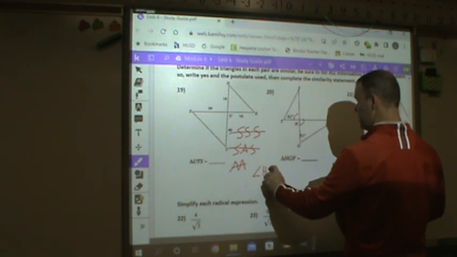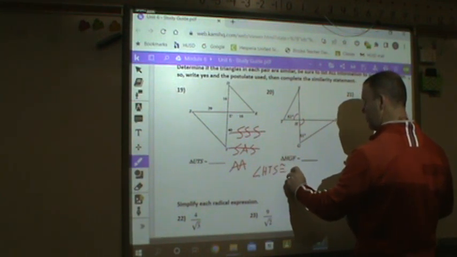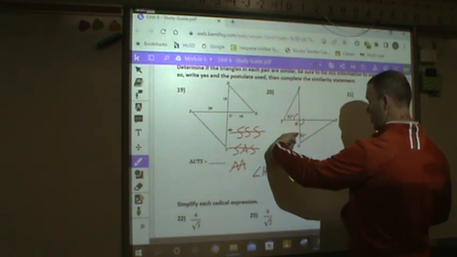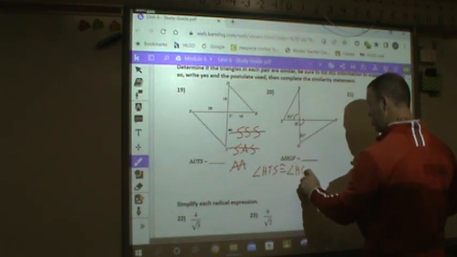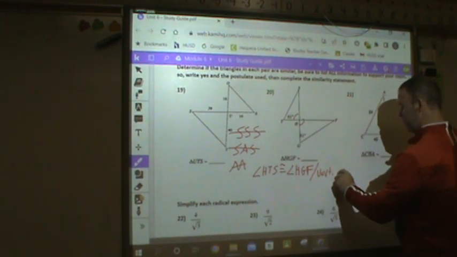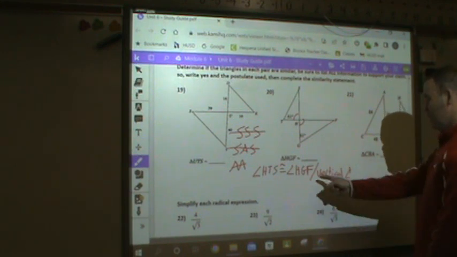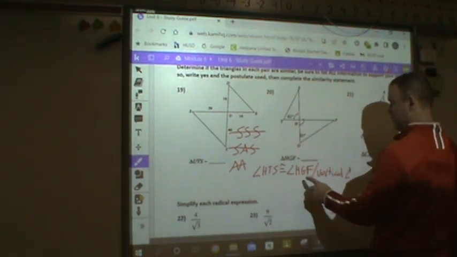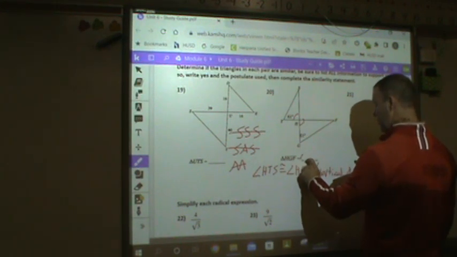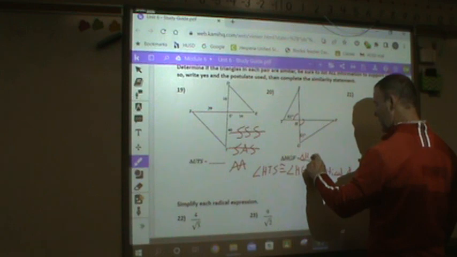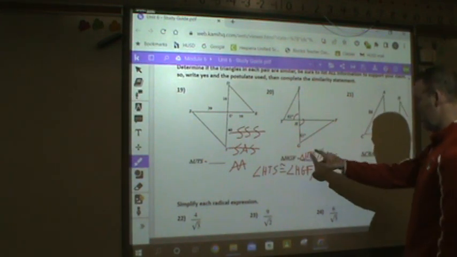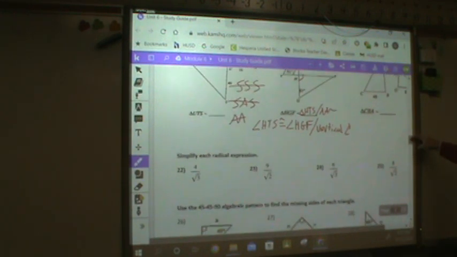Angle HTS is congruent to angle, and I went H to T, so I went H to 61. So I go H to 61 again, HGF, and why are those congruent? They are vertical angles. That's why I can make that statement. So now there's my angle similarity. So triangle HGF is similar to triangle HTS by what? By angle similarity. There's your statement, there's your reason. You always have to have a reason for your statement.